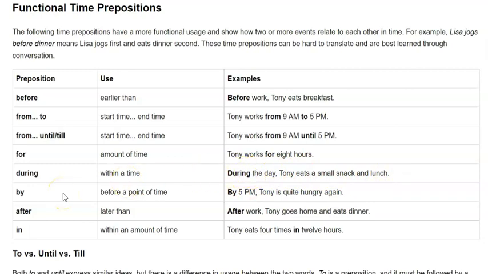Then the next one is by, which can be used for before a point of time, in sentences like by 5 p.m. Tony is quite hungry again. Before a point of time, by 5 p.m. Tony is quite hungry again. Then the next one is after, which means later than. After can be used for later events, just like after work Tony goes home and eats dinner.